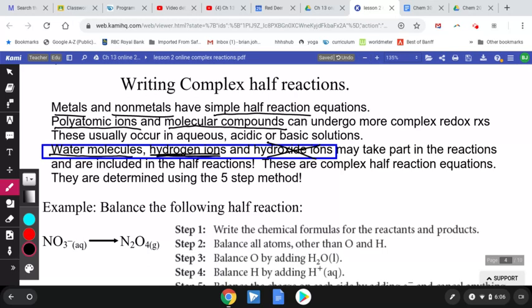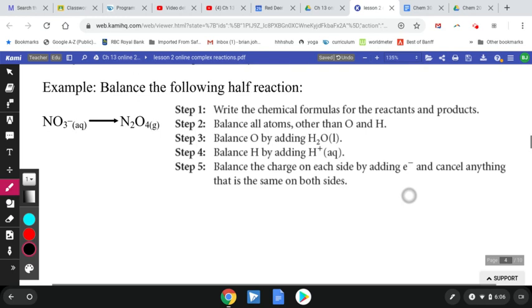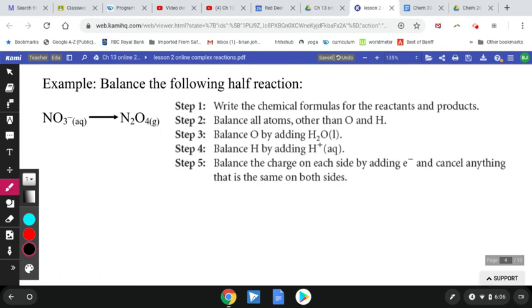Water and hydrogen. Okay, I'm just going to go through the method and then you'll see how it works as we use it. It's called the 5-step method. I wonder why they call it 5 steps. Step number 1, write the chemical formulas for the reactants and the products. There it is. I'm just going to write it down here with some space. NO3 minus, aqueous, goes to N2O4, gas.